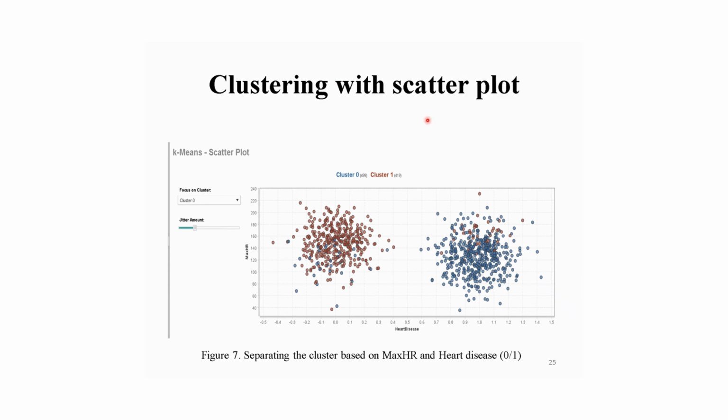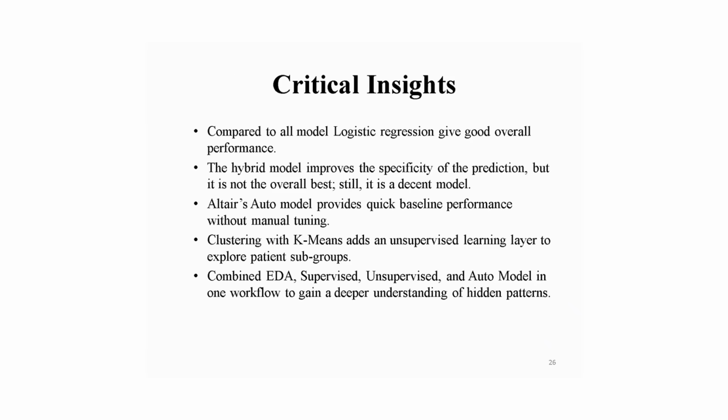It is the scatter plot. It is the result of our clusters. Here cluster 0 is the heart disease. Here cluster 1 is the normal. Here also a jitter amount is there. If we move the jitter amount, these data points come closer.